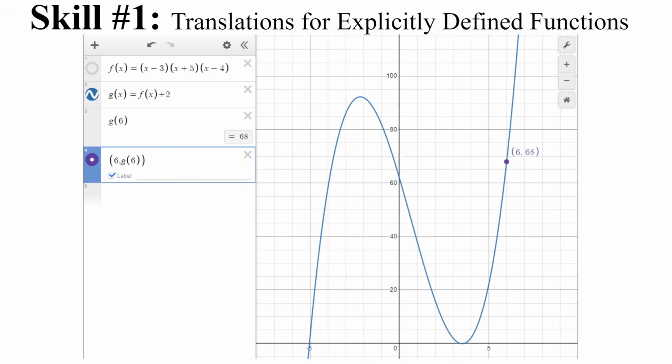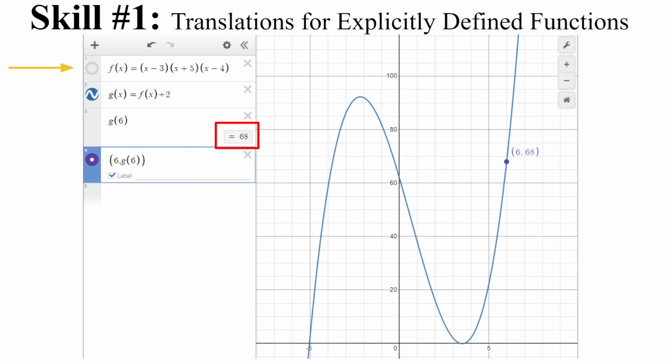If you type in f of x and then unhighlight it so that you can't see it anymore, you just click on that little circle. See how it's gray? That's because I clicked on it. And then you put in your function translation. In our case, it's g of x equals f of x plus 2. And then I could find anything I want about it. We wanted to find g of 6, so I just typed in g of 6. And I got 68, and I plotted it so you can see that (6, 68) is indeed on the graph. So it really looks like we did a good job.